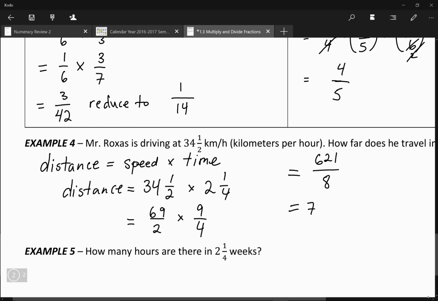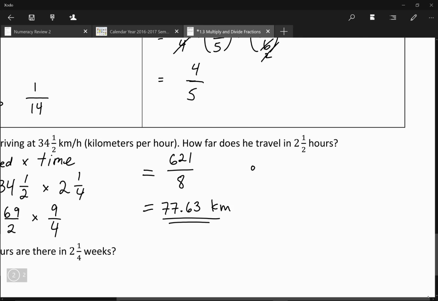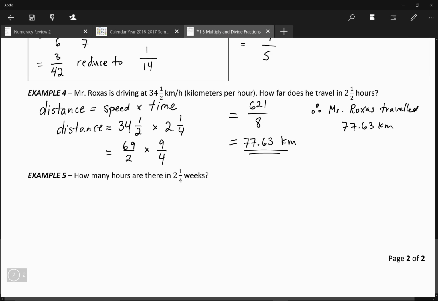Okay, 77.63. I'll round to 63 kilometers. Okay. So you can make a final statement here and say, therefore, Mr. Rojas traveled 77.63 kilometers. Okay, example 5, how many hours are there in 2.25 weeks?